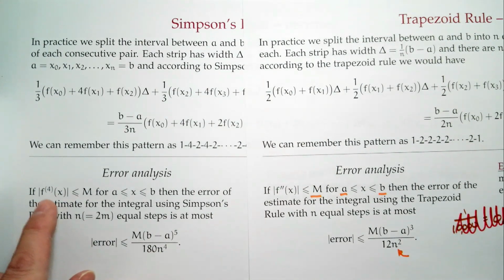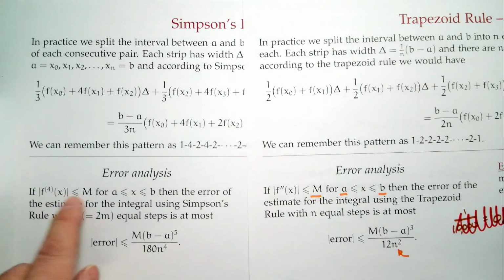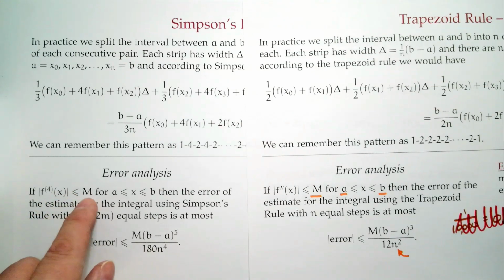So you look at the fourth derivative. All right. Now we say, okay, suppose the fourth derivative is bounded. So what's happening here is the fourth derivative is going to tell us how far off we are from applying Simpson's rule. How far our error is going to be off.